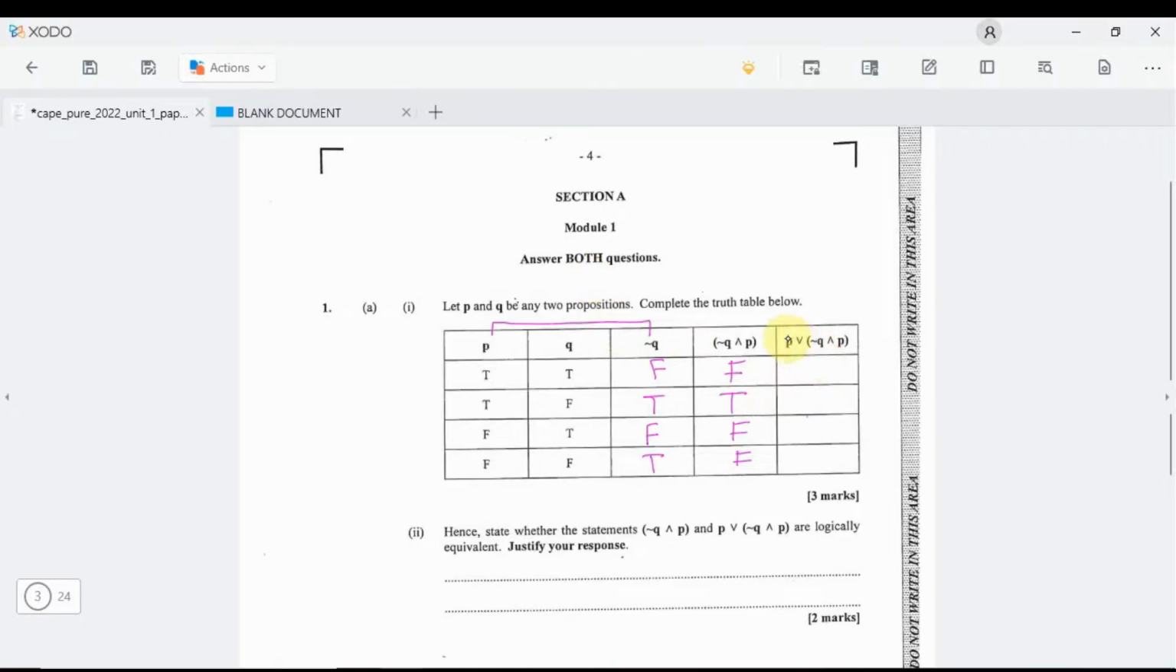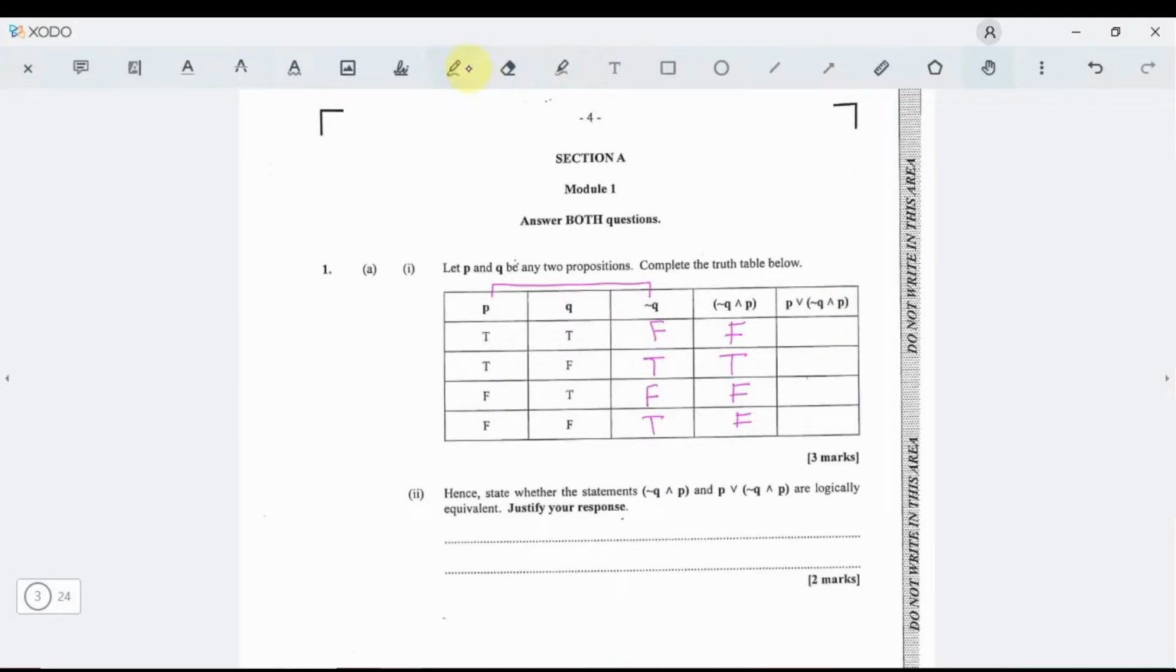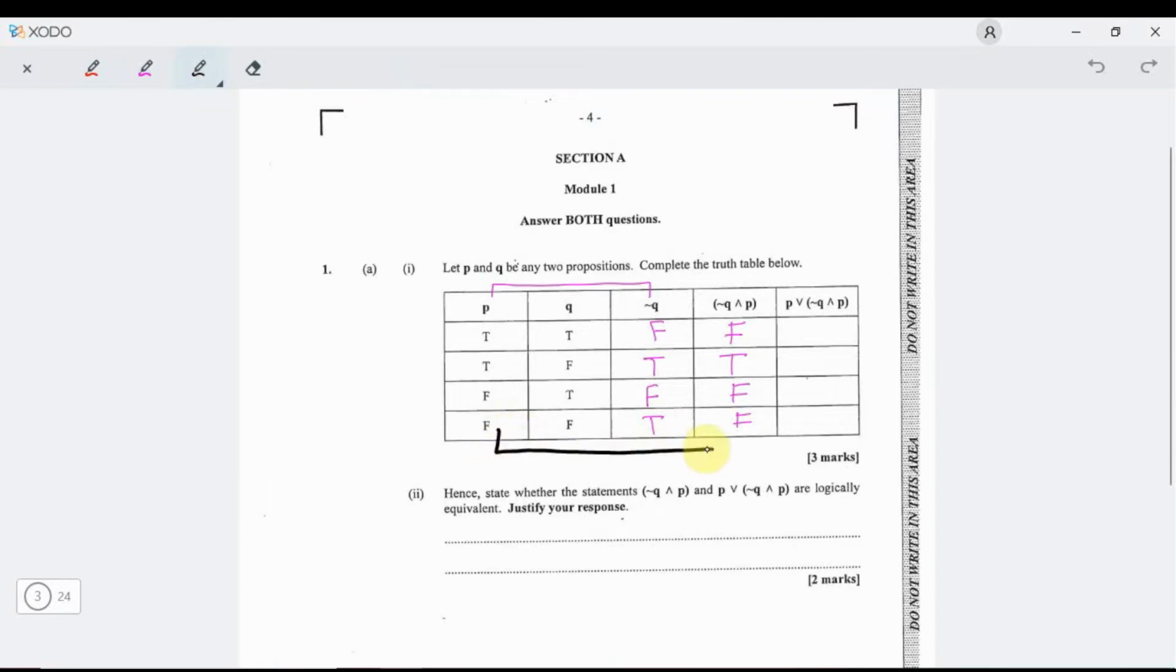Next thing we need is P or not Q and P. So looking at these two. Now true or false is true. True or true is true. False or false is false. And then false or false is false.